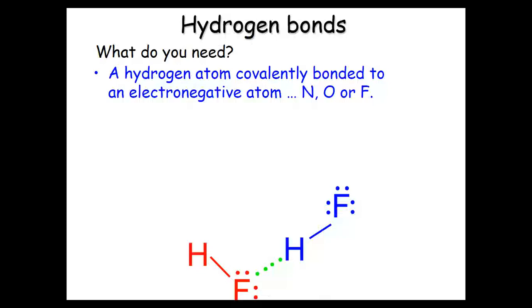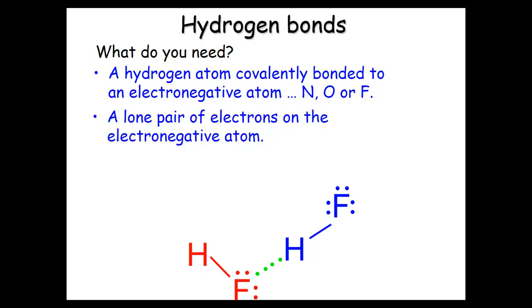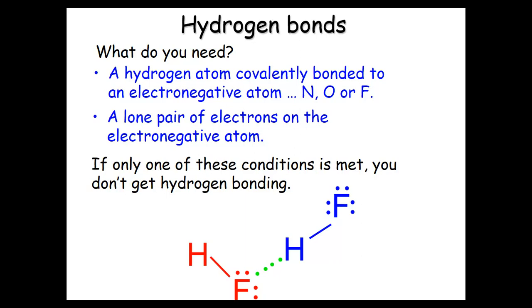So to have a hydrogen bond, we need a hydrogen atom covalently bonded to a very electronegative atom. Typically, we see this with nitrogen, oxygen, and fluorine. You could have other elements, but it would have to be a very large difference in electronegativity. We also have to have a lone pair of electrons on the very electronegative atom. So here, fluorine has 3 lone pairs of electrons. So we then get hydrogen bonding. If we don't have one of these conditions met, there will be no hydrogen bonding.